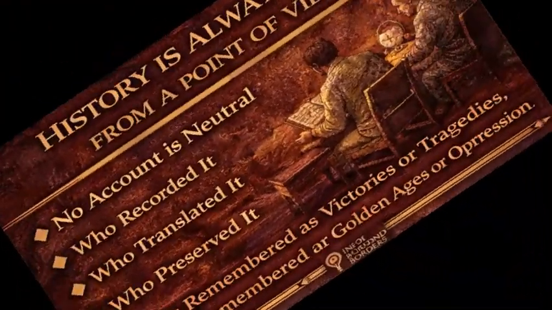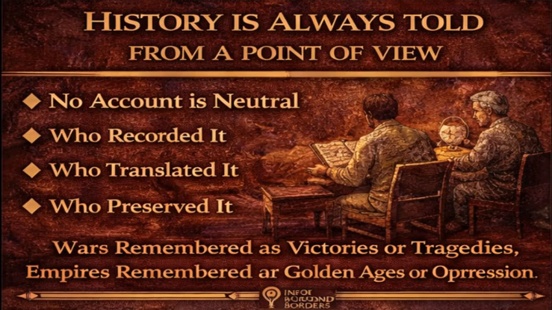No historical account is completely neutral. History is written by people, and people always have perspectives. The same event can be described in very different ways depending on who recorded it, who translated it, who preserved it. For example, a war may be taught as a victory in one country and a tragedy in another. An empire may be remembered as a golden age by some and oppression by others. School history usually presents one dominant perspective, often the one most relevant to national identity. This helps build unity, but it also limits understanding.